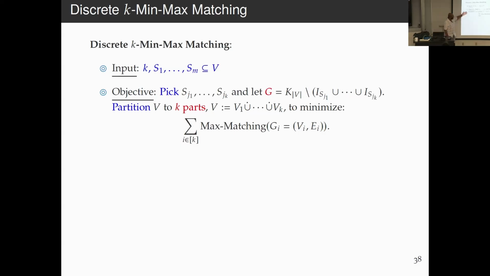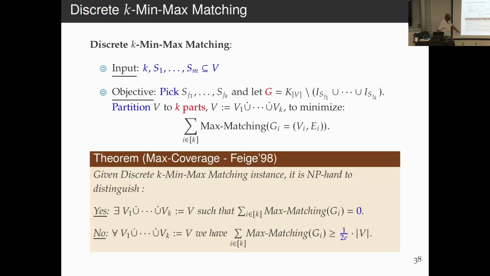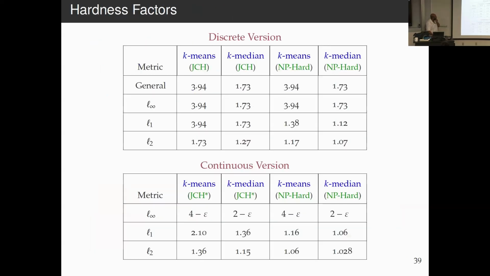So you pick k centers and you make them holes. And now in that graph that you constructed, you want to partition it into k parts such that you minimize the max matching across the parts. And this, you can show, directly follows from max coverage. In the yes case, you can partition it into k independent sets. And in the no case, the cost has to be at least 1 over 2e. So you get many of the discrete results following from this. Again, these are the numbers.